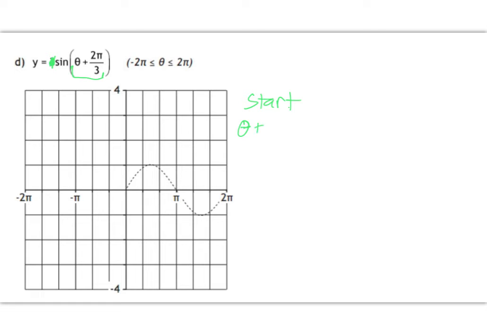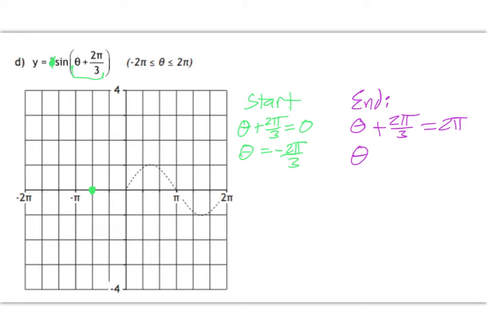So theta plus 2 pi over 3 is equal to 0. That gives me theta is equal to negative 2 pi over 3 when I get that by itself. And that's going to be my starting point here. I'm going to color code these. Let's do an ending point. Same thing. Theta plus 2 pi over 3 is equal to 2 pi. Sorry, I just put an equals instead of a plus. To get that by itself, I'm going to minus 2 pi over 3 from both sides.